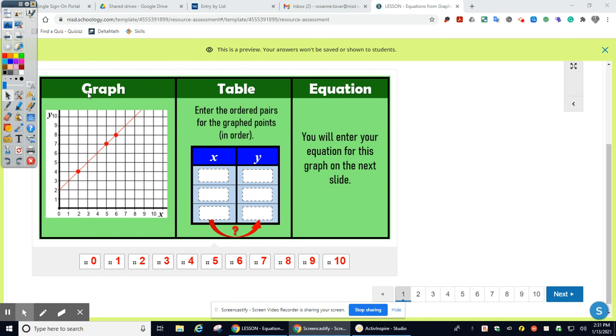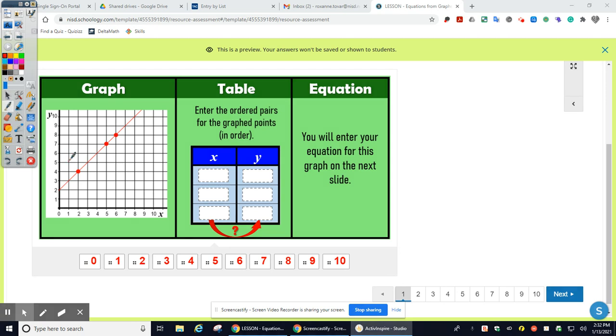It says we're going to graph. Be sure when you're looking at the graph that you are graphing the dots. Don't just start where the line is at. Make sure that you're looking at the dots when you put it in your x and your y.